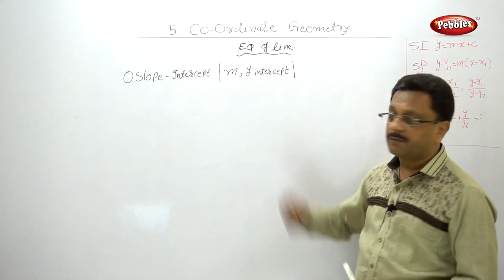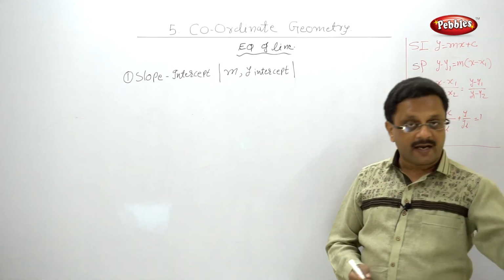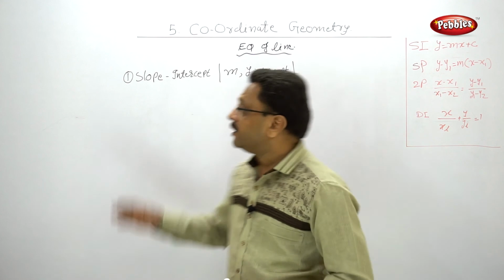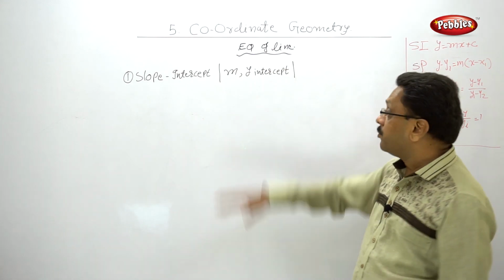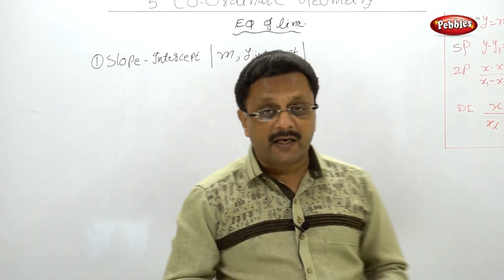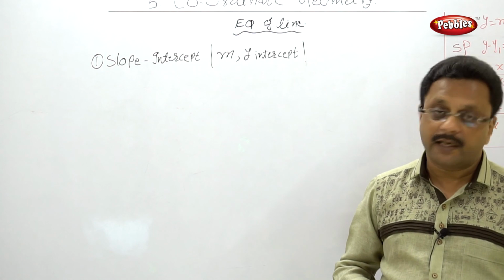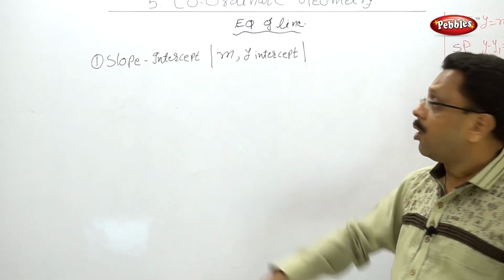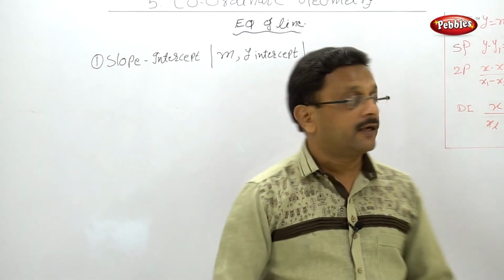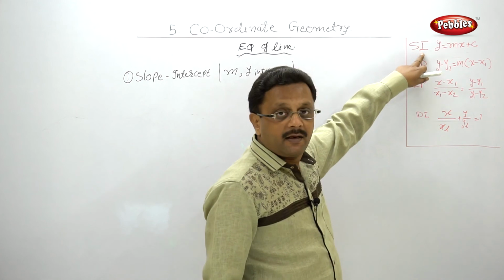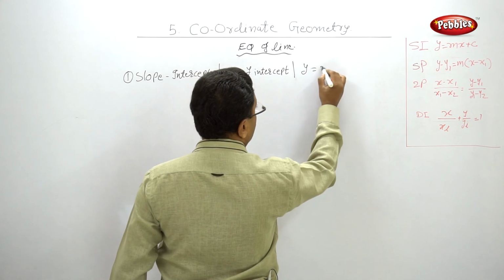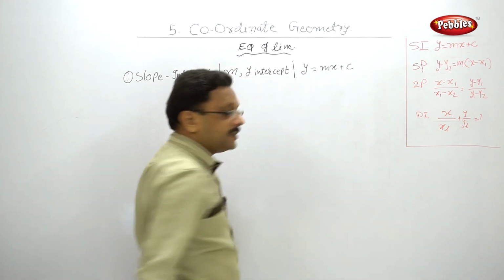What do you mean by y-intercept? Where the line cuts the y-axis is the y-intercept. Now in such examples maybe they will give theta and y-intercept. If theta is given, you know that you can find out the slope by tan theta. That means if theta is given or m directly is given, we can use slope intercept form. I have written it in short form, that is SI, slope intercept form, and the formula for that is y is equal to mx plus c.